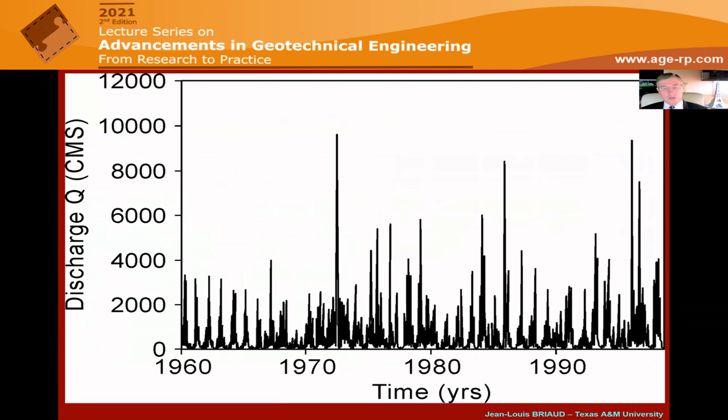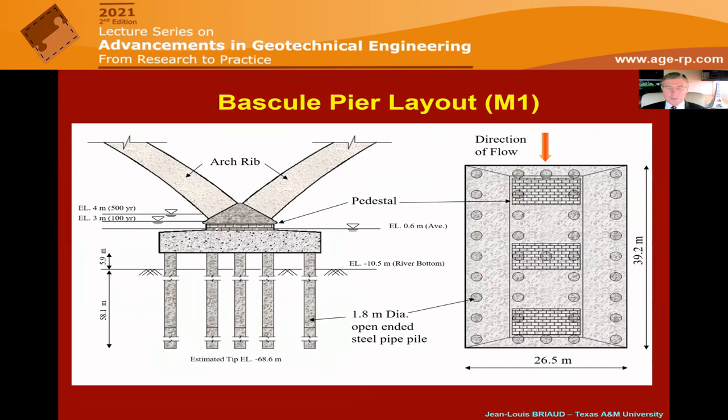We got the discharge from past records for that river, the Potomac River, that goes through Washington, DC. And with that, and the scale and the size, the geometry of the pier, we made some predictions of how big a hole a 500-year storm would create around the bridge pier, because that has an impact on how deep the piles will have to be.